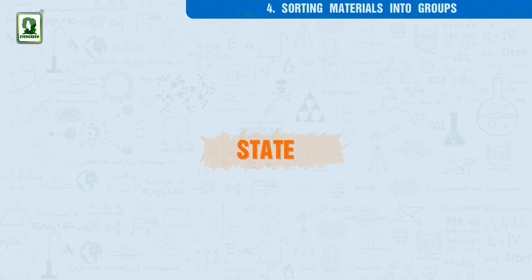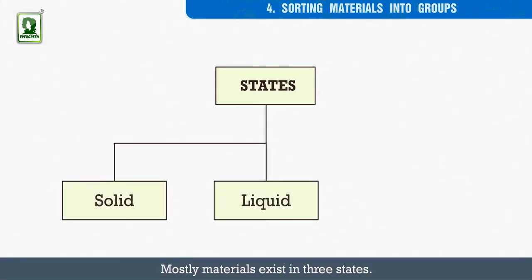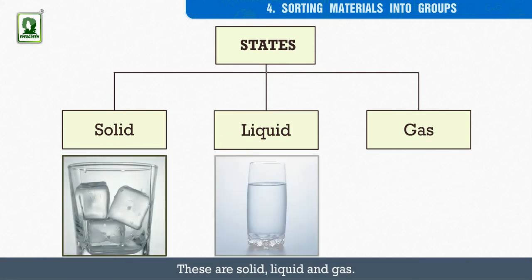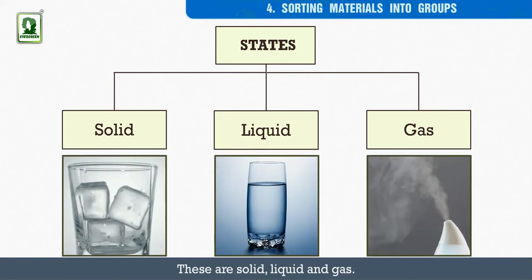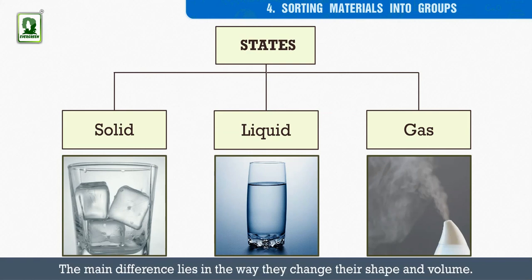State. Mostly materials exist in three states. These are solid, liquid, and gas. Can you identify the difference between these three states? The main difference lies in the way they change their shape and volume.